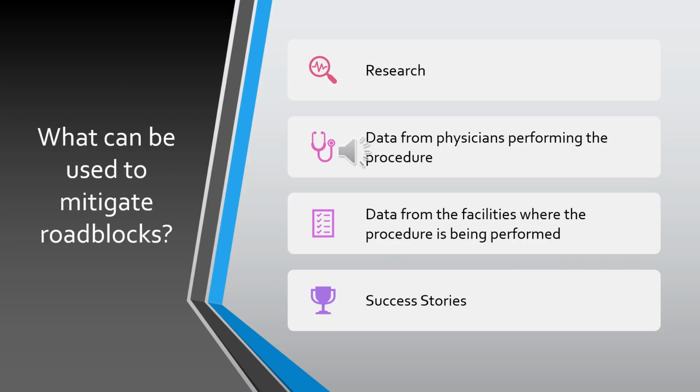Next, we will discuss some of the areas that we can focus on to get through some of these roadblocks. As mentioned before, for a Medicare population, the information should be shared. Some of the information that can be shared includes peer research, data from physicians performing the procedure currently, and data from facilities where the procedure is being performed. Also, success stories. This will help support the need for a specific formal code to be created for the procedure.